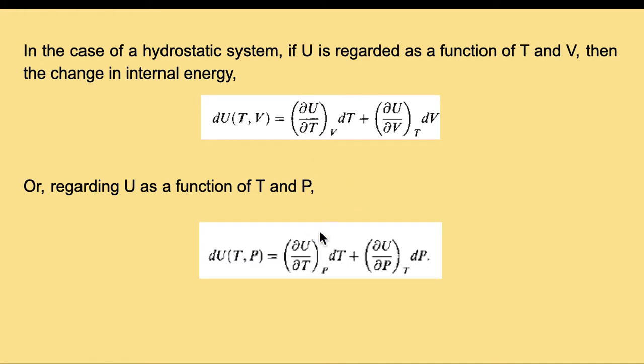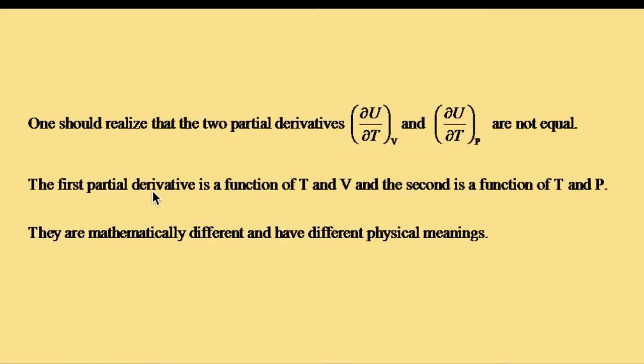You can view these two: this is dU/dT and this is also dU/dT, but this is at constant volume and this is at constant pressure. And one should realize that the two partial derivatives, dU/dT at constant volume and dU/dT at constant pressure, are not equal. The first partial derivative is a function of T and V, and the second is a function of T and P. They are mathematically different and have different physical meanings.